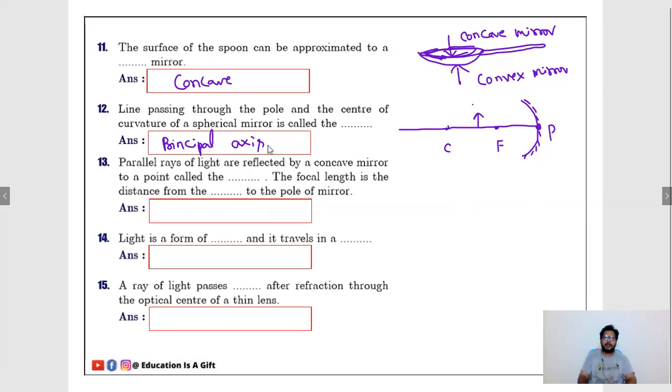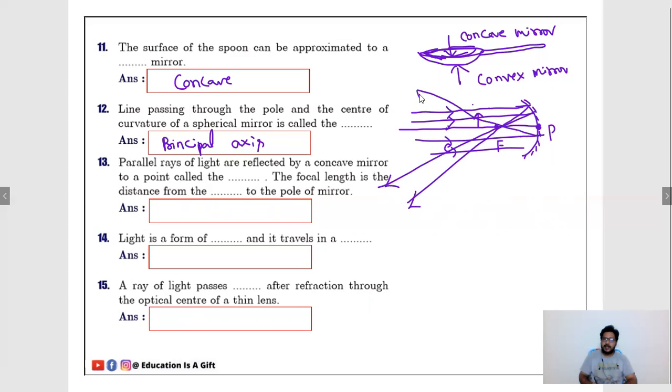Next, 13th question. Parallel rays of light are reflected by a concave mirror to the point called dash. The focal length is the distance from the dash to the pole of mirror. Okay. The parallel rays of light reflected with the concave mirror. Let us consider this is a concave mirror, and there are few parallel light rays. One parallel light ray, second parallel light ray, here third parallel we can take, fourth. After touching the mirror, what will happen? All light rays will pass through a point here, isn't it?